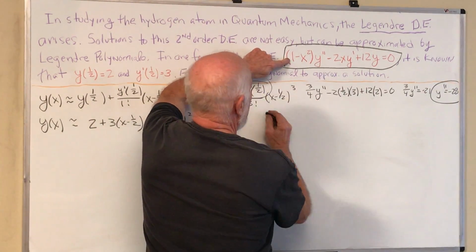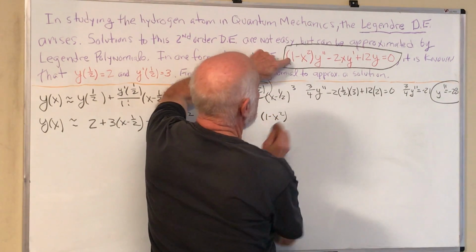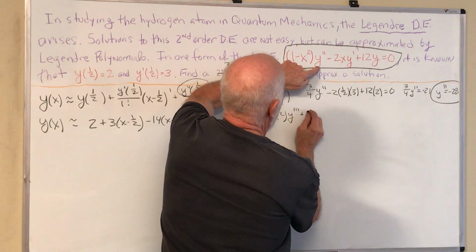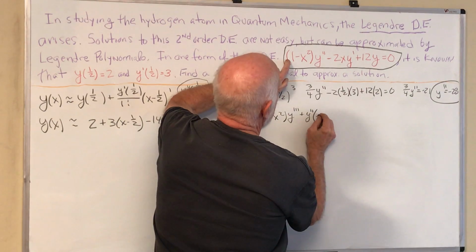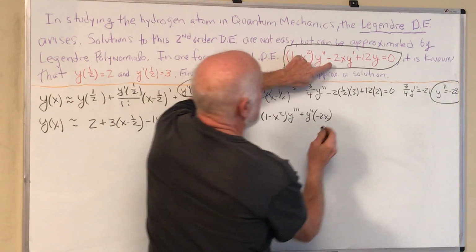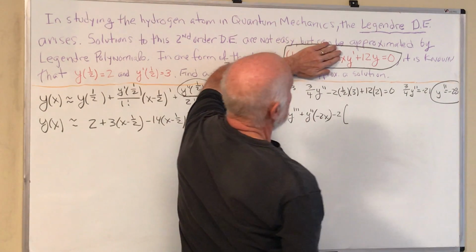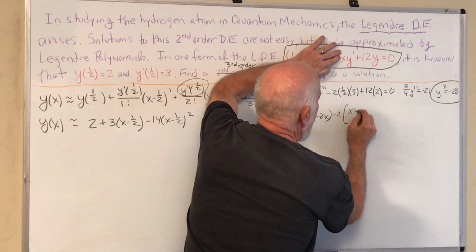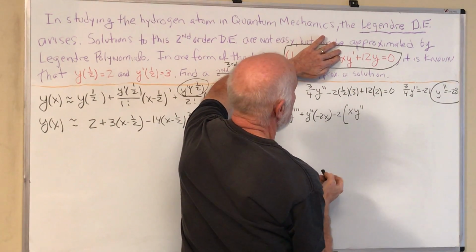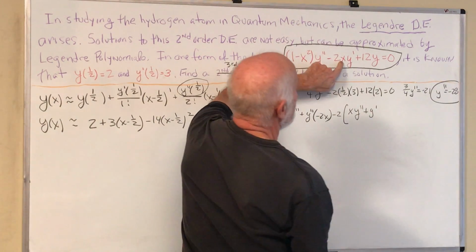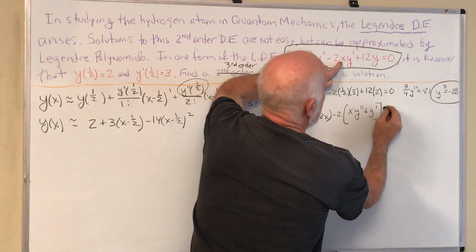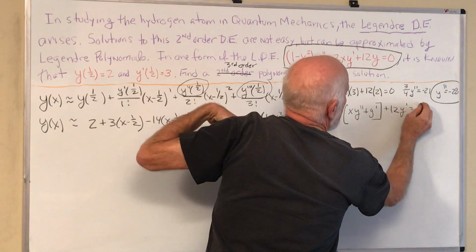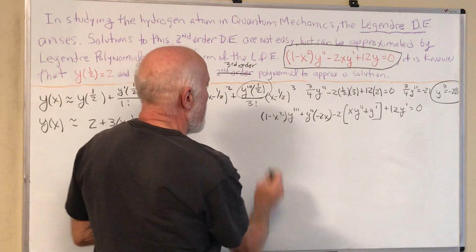We have to do the product rule. 1 minus x squared times the derivative of y double prime, which is y triple prime, plus y double prime times negative 2x, minus 2, now times the derivative of xy prime. The first times the derivative of y prime, which is y double prime, plus y prime times the derivative of x, which is 1, plus 12 times the derivative of y equals 0. And we want to solve for y triple prime.